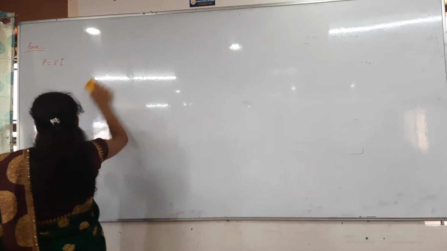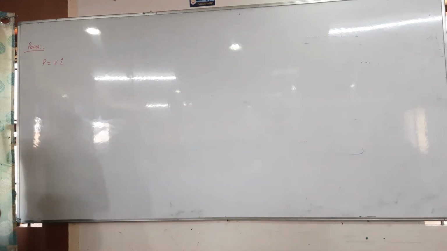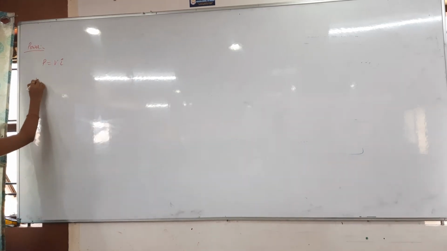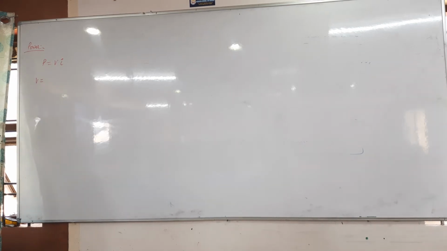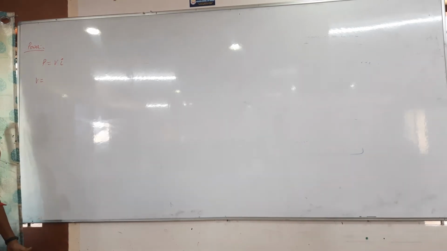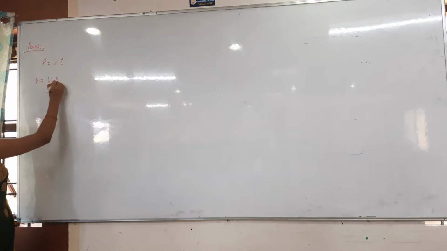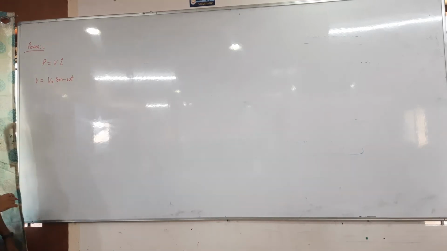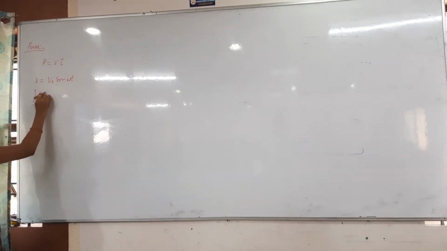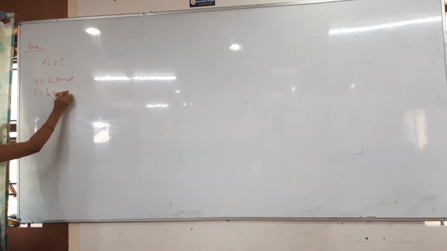Here power is nothing but voltage times current. Which voltage do we have to apply in the AC circuit? Alternating current voltage only, AC voltage only. That is V naught sin omega t. Then I is equal to I naught sin omega t.